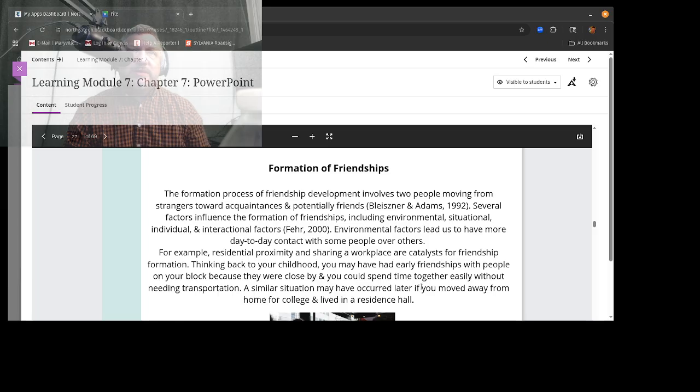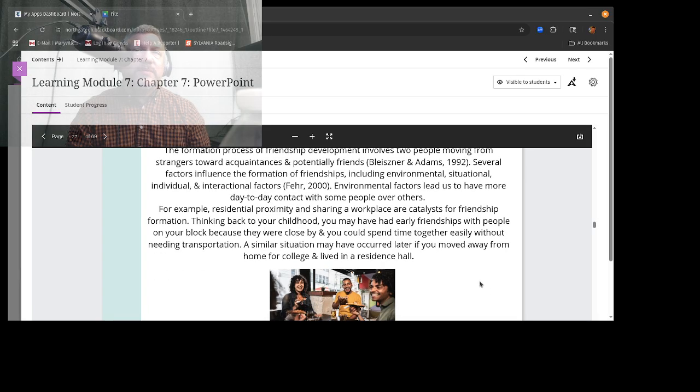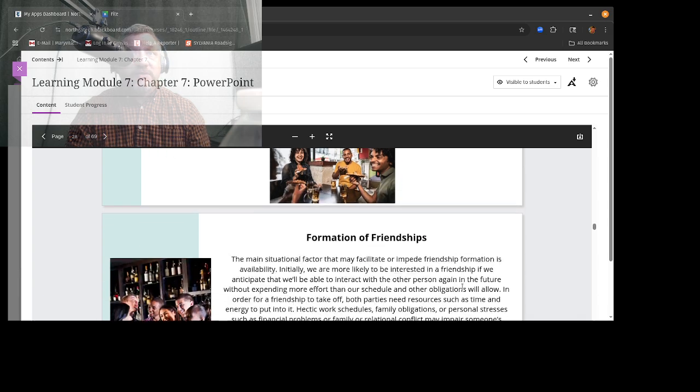The formation process of friendship between two people moves from strangers to acquaintances to potentially friends. Several factors influence the formation of friendships: environmental, situational, individual, and interactional factors. Environmental factors lead us to have more day-to-day contact with people. Think about residential proximity, right? Remember when we were kids, our friends had to be close by because that's the world we lived in? Or sometimes we make a friend because they live in the same residence hall at school, right?